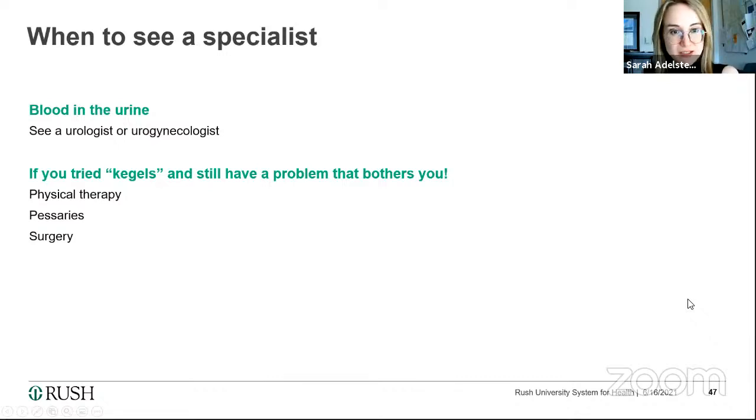When to see a specialist? Again, blood in the urine, always come in. But if you've tried Kegels or some of these strategies I gave you and you're still having a problem, that's a reason to come see a physician. We'd be happy to give you a physical therapy referral. We could try an incontinence pessary, as I mentioned, those devices that you wear in the vagina, or discuss surgical options.